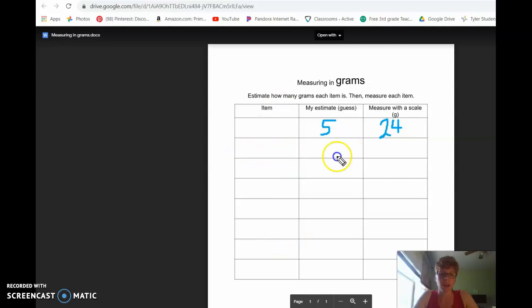So you will go ahead and do that with the 8 items that you choose. You estimate what it is first, then you measure it. Okay? And when you are done, you need to hand your paper in, in the pathway section, and move on to the next step.